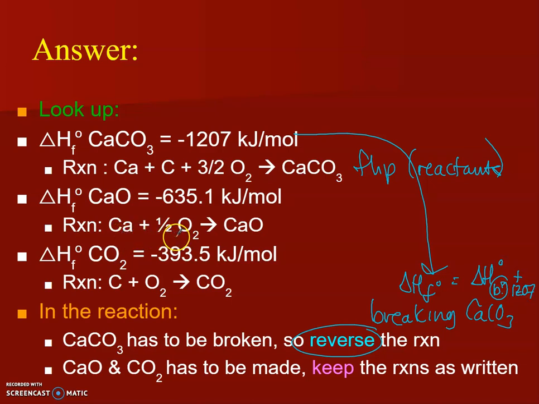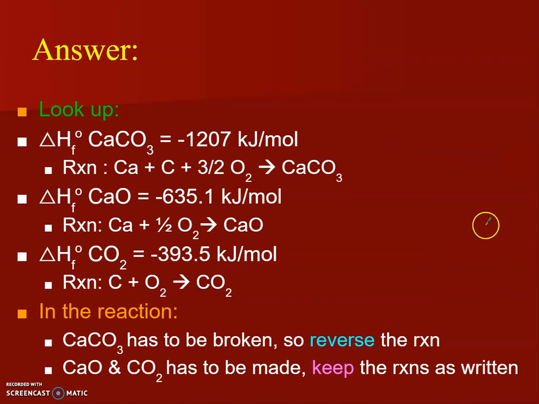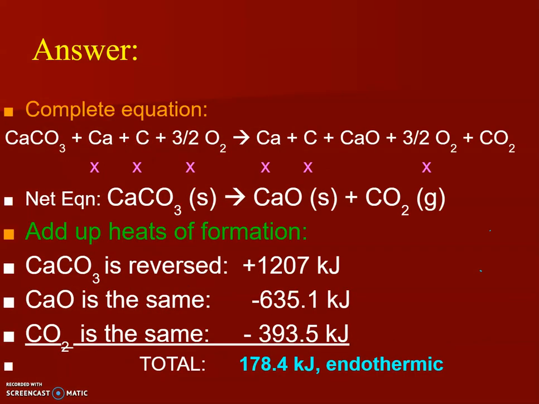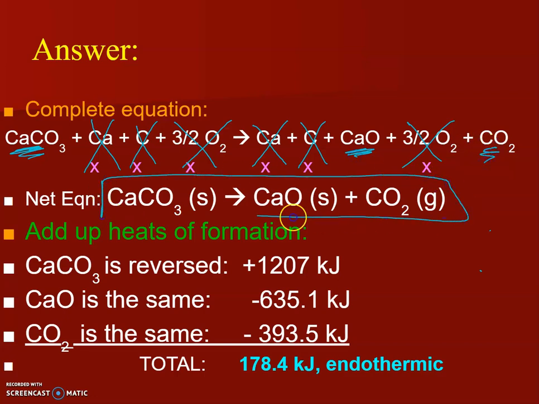Your Ca plus half O2 makes CaO, and C plus O2 makes CO2. I'm going to leave these guys as written, because I do actually form them as my products. Then you put these together into one huge complete equation, and cancel out my calciums on both sides, my carbons on both sides, and 3 halves O2. You didn't think those fractions would work out, but guess what? They do, because science. And then you have CaCO3, CaO, and CO2. You get your net reaction.